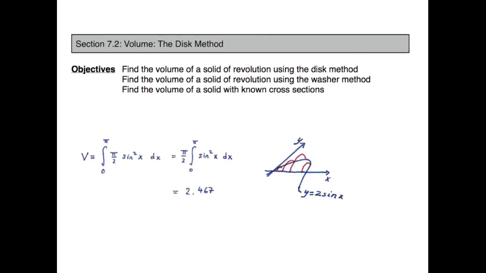And finally, cross sections, where you will always be given the shape of the cross section. It may be squares, so then you know A of x is maybe x squared. It might be equilateral triangles. Here it's semicircles, but you always need to figure out what the area is in terms of x.